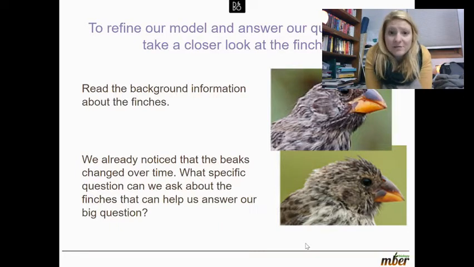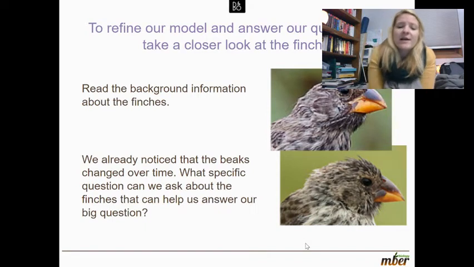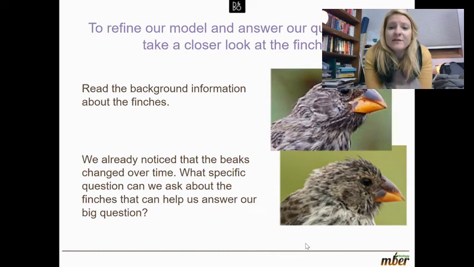And so like it says, to refine our model and answer our question, let's take a closer look at finches. We're going to read the background information about finches together, and then we are going to take a look at some graphs. I told you guys in the 3 stories in the first part of the notes that the beaks of the finches have changed over time. And you have also thought about what specific question we can ask about the finches to help us answer our big question. We just put in the name of finches instead of how do traits change over time. So we can make it very specific and say, how or why did the finches' beaks change shape or size over time?